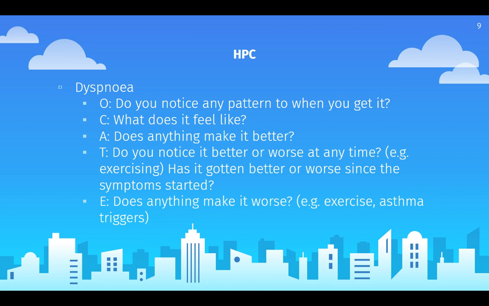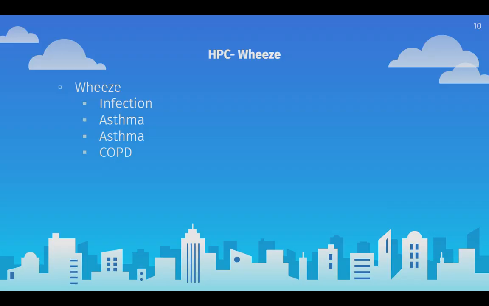And does anything make it worse? Exercising, and then go through your asthma triggers as well. And then finally, wheeze. So infection is the main thing you're thinking about with wheeze. Asthma is the second. Asthma again because it was early and I was tired. And COPD.